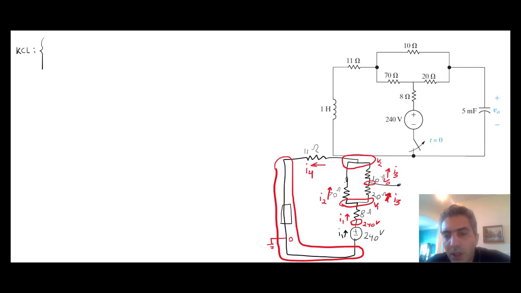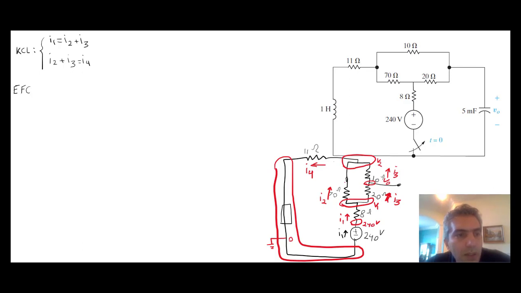In this node, the currents going in is I1, and the currents going out are I2 and I3, and therefore here we write I1 is equal to I2 plus I3. Now for the next node, I2 is going in and I3 is going in and I4 is going out, therefore I2 plus I3 is equal to I4. So that concludes the KCLs that we need to write. Then we move on to the equations for components.